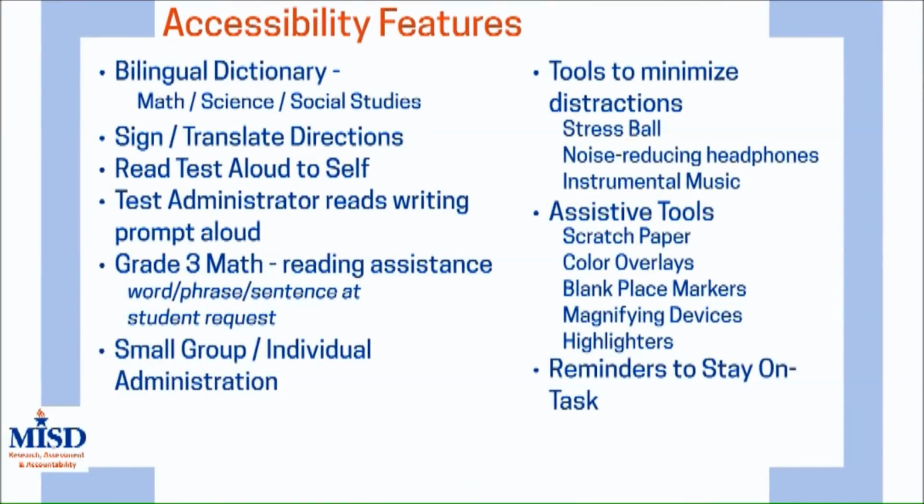Next, we address what used to be called allowable test procedures, now renamed to accessibility features. These features are available to any student without the need for any special population status or any eligibility approval. The most notable addition to this list is at the upper left: bilingual dictionary on math, science, and social studies tests, which was previously considered a linguistic accommodation. It's also worth noting that reading assistance on Grade 3 math is still available to all students, provided the assistance is minimal and requested by the student.